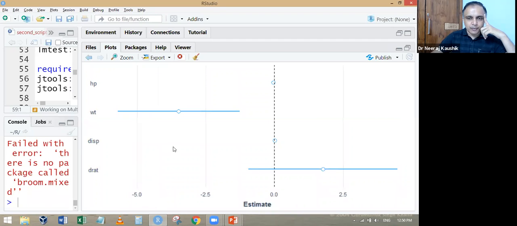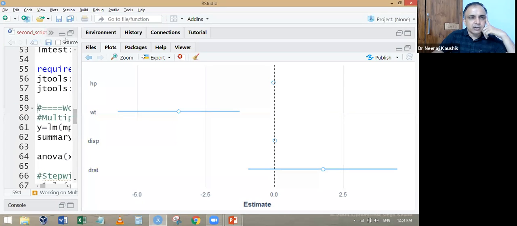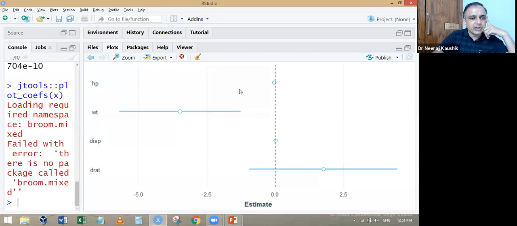Now check it out. Where is HP? HP is almost 0, very near to that. Weight is not 0, just look here. Weight can never be 0, even in the future. Disp is exactly on the 0. And drat is crossing the 0, so drat is almost 0. Displacement is 0. HP is very close to 0, maybe 0. It's not exactly on the line, but weight is never 0. Please look, the same thing we have concluded from here.